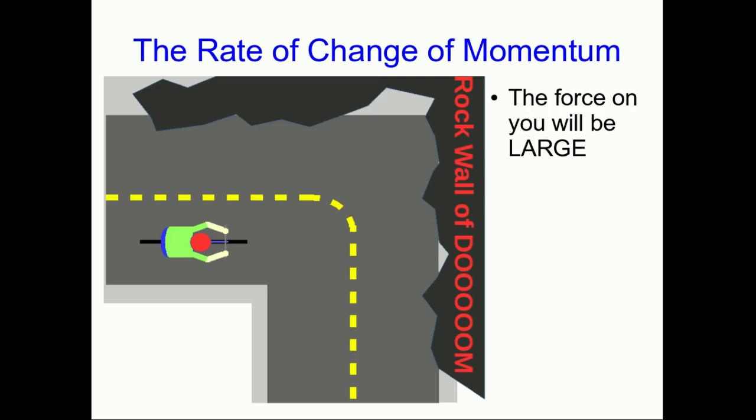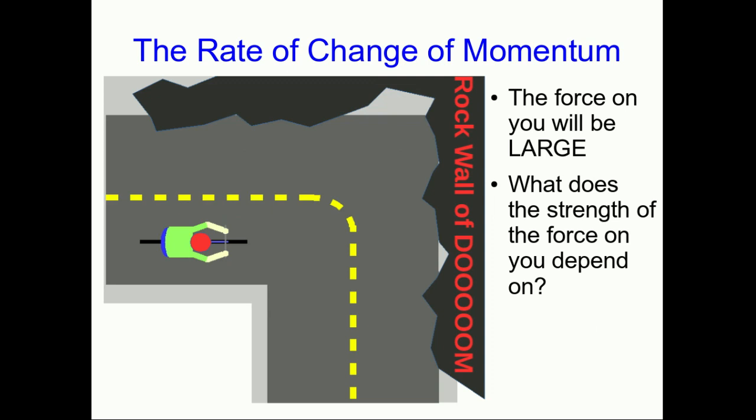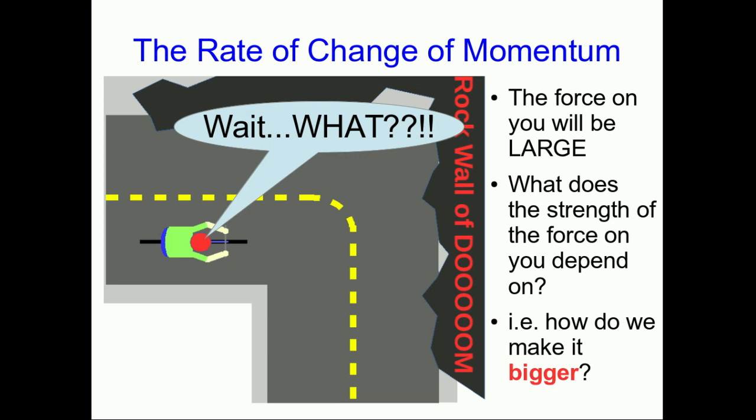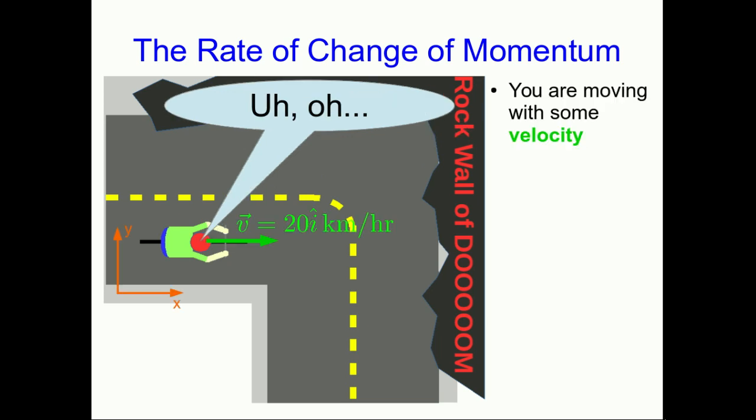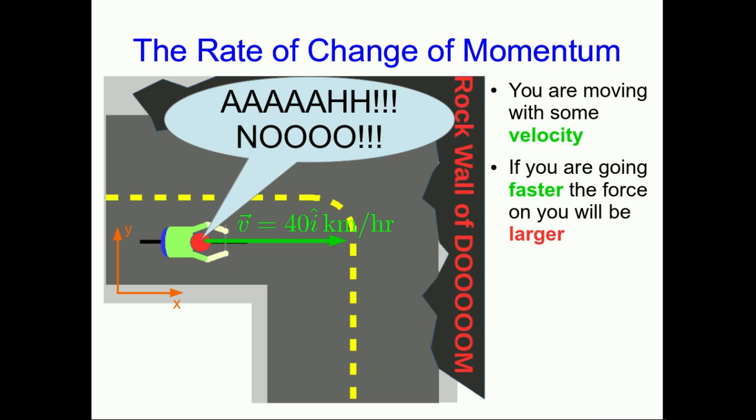That force is going to be pretty big. And if we think about what its strength depends on, we'll be able to figure out a few things about what a force is. Now, what does the strength of the force depend on is a somewhat abstract idea. So, putting it more concretely, we could say, how do we make this force bigger, or how do we make it stronger? Well, you're moving at the wall with some velocity. And you probably have a sense that if you increase that velocity, if you're going faster when you hit the wall, it is going to exert a larger force on you. It's going to hurt more if you hit the wall going faster.